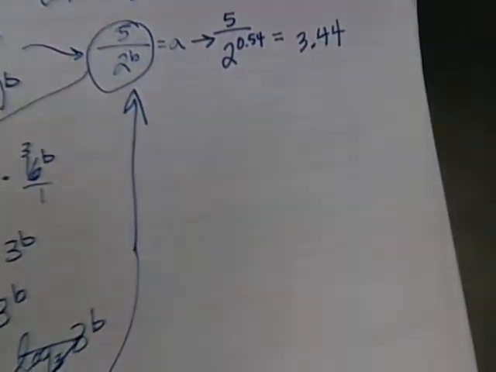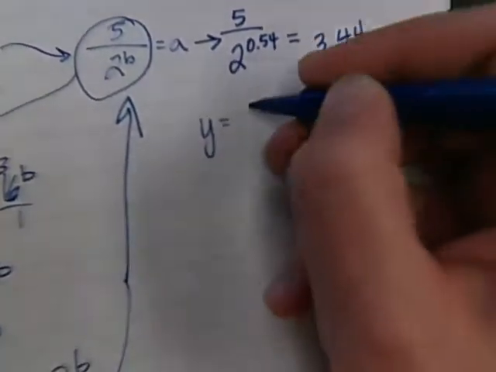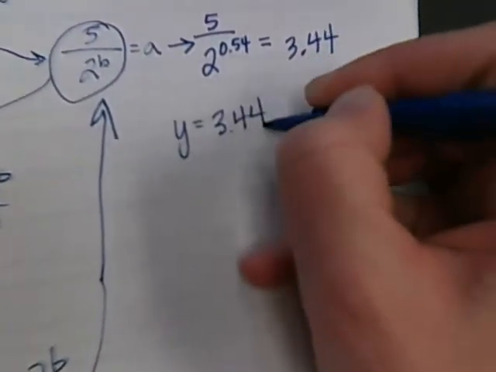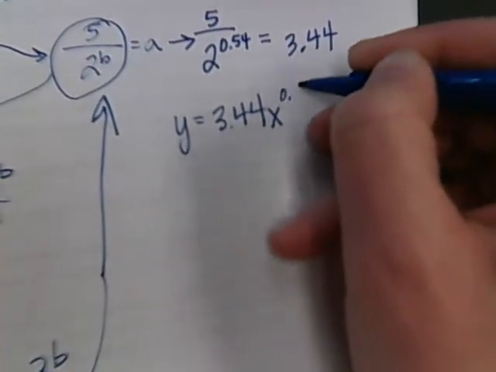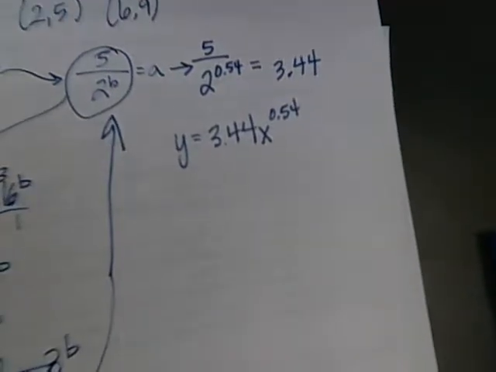3.44. So now I have my A and my B that I can sub into my power function. So y equals 3.44 x to the 0.54. And there's my power function.